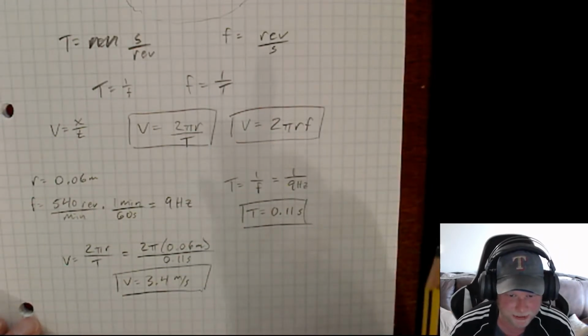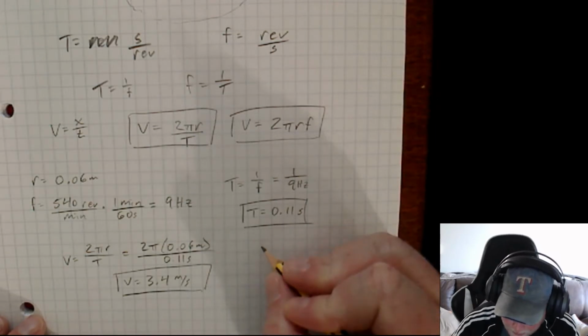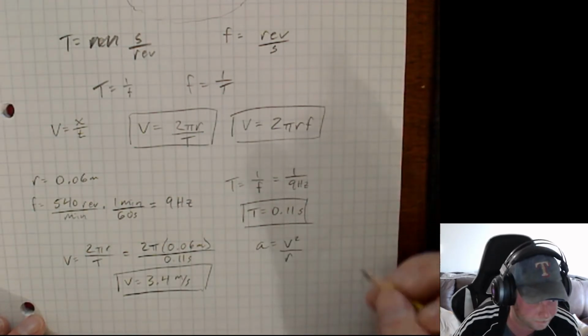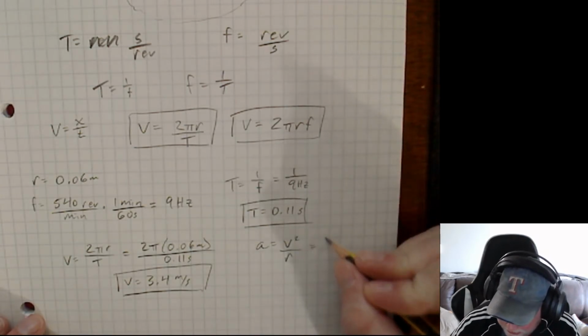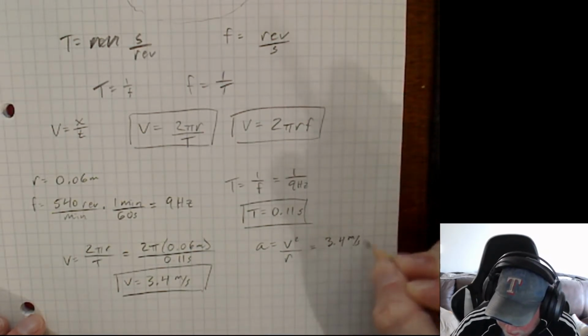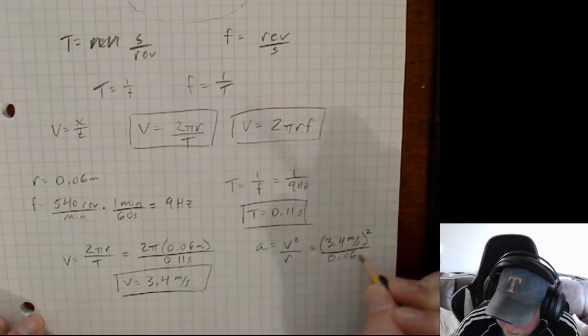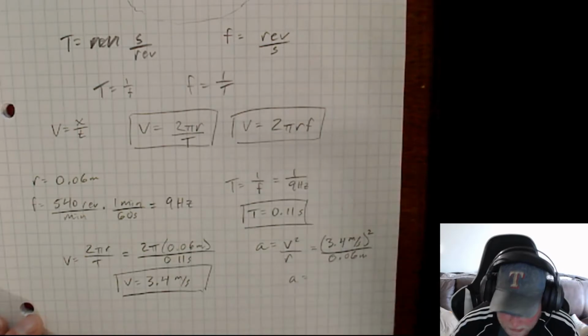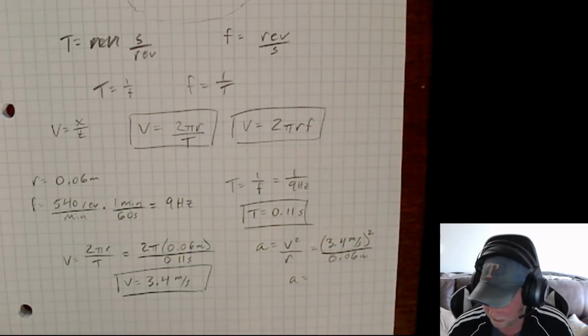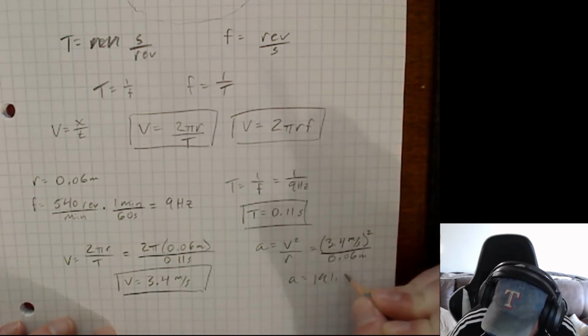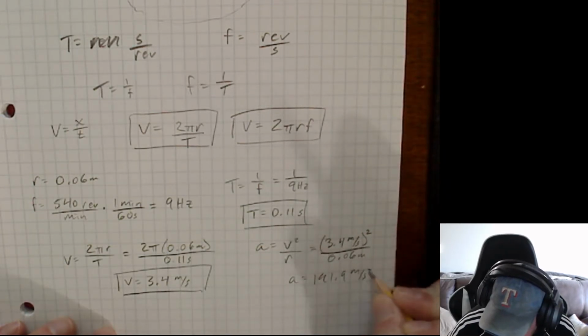All right, and lastly, we want to know the acceleration. Well, centripetal acceleration is your speed squared over r, which in this case would be 3.4 meters per second squared over 0.06 meters, right, which gives us an acceleration of 191.9 meters per second squared.